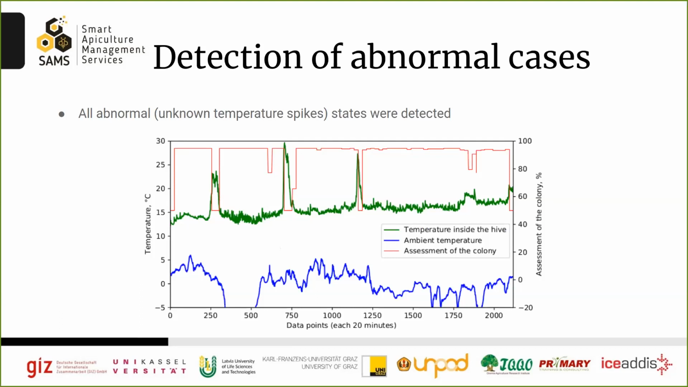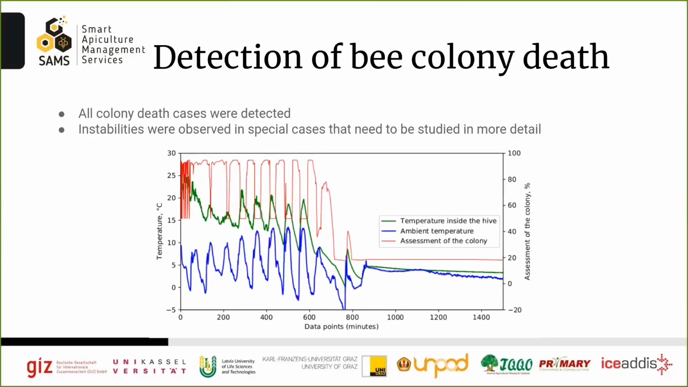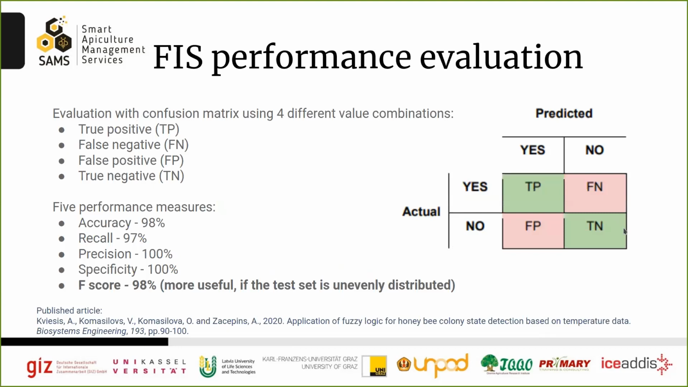Also, abnormalities were detected during the winter period, and we are not quite sure what caused such temperature spikes during the winter period. But as we can see, the fuzzy inference system detected such situations. And also the death of a colony was recognized. After performing the evaluation of this system, you can say that it was quite robust and stable and showed a very high value.